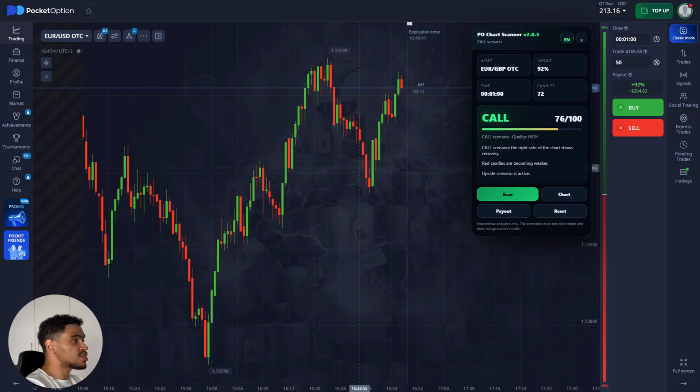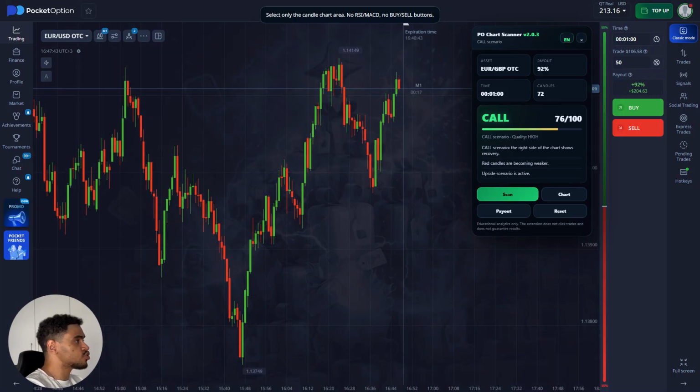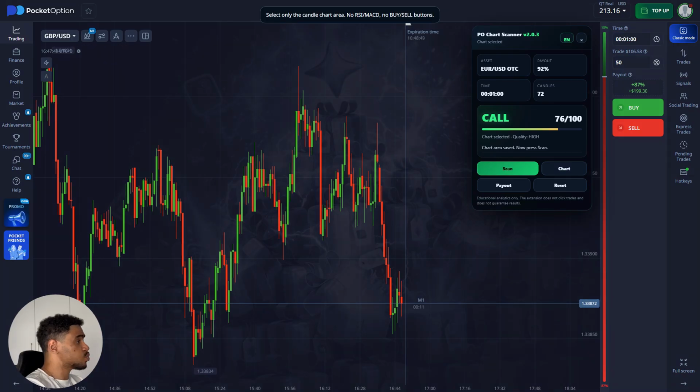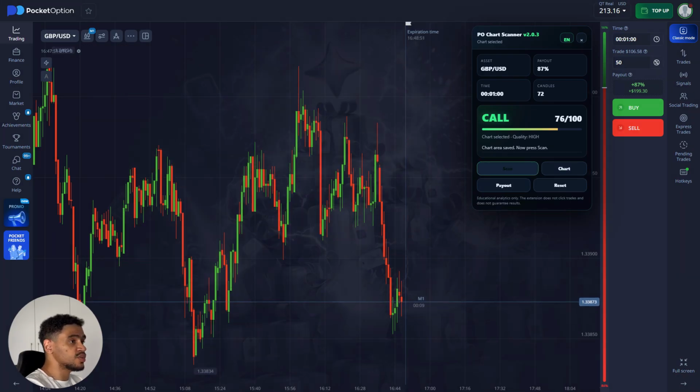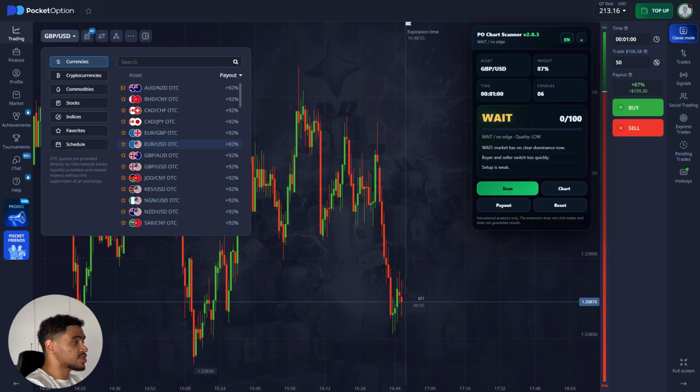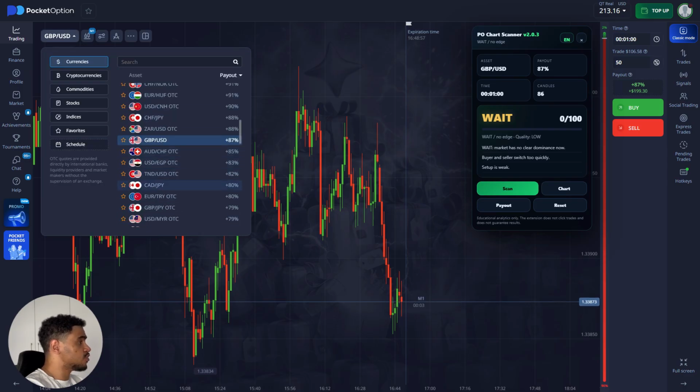So now let's go ahead and do another trade. And this scanner works for both OTC market, it works for real market, so you can trade in whatever market you feel like. And again, it says wait, so we are skipping this signal and we're going to find another entry.